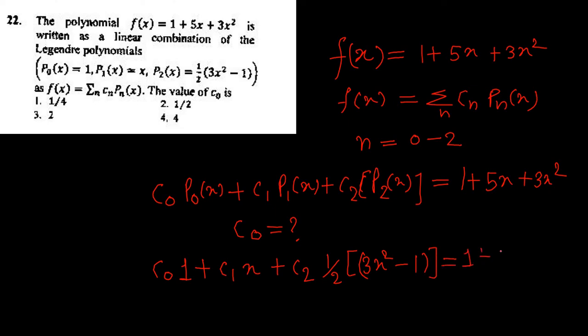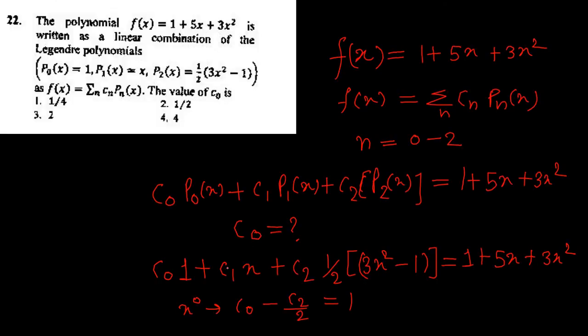This will be equal to 1 plus 5x plus 3x squared. Now equate the powers. If we equate the x to the power 0 term, we get C naught, and the other x to the power 0 term is this, so C naught minus C2 by 2 will be equal to 1. The coefficient of x to the power 1 will be equal to C1, which is equal to 5. So we get C1 is equal to 5.